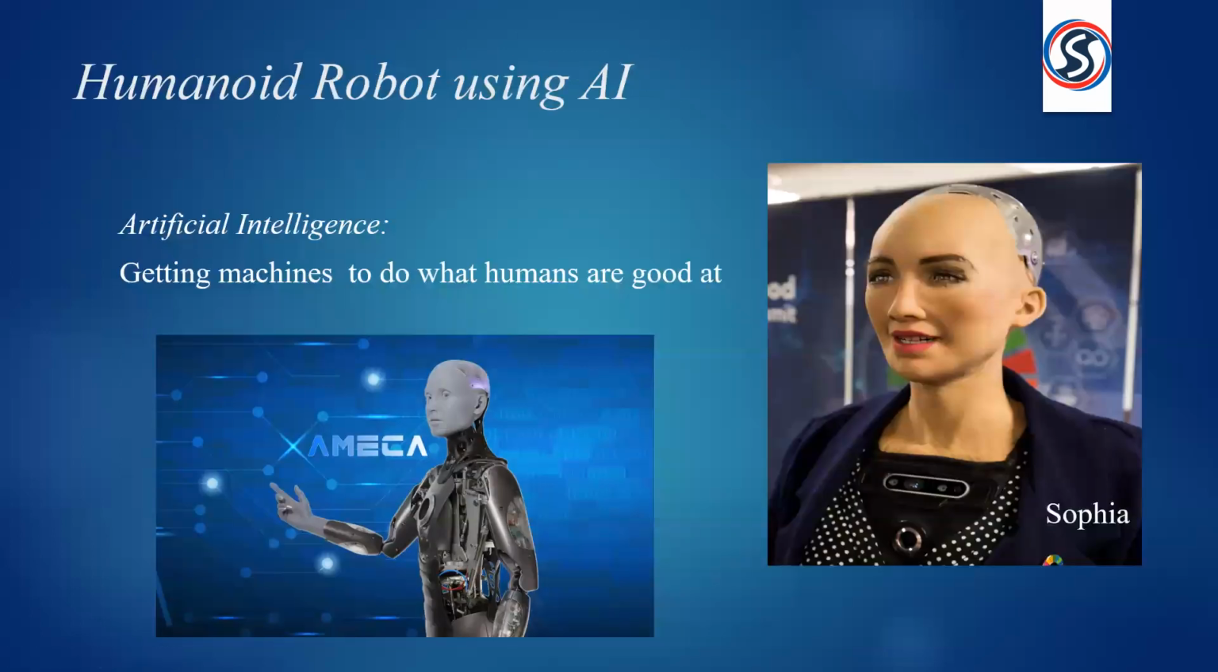Now, here, the humanoid robots use AI, artificial intelligence: getting machines to do what humans are good at. So through artificial intelligence, we are creating machines like humans, getting machines to do what humans are good at.